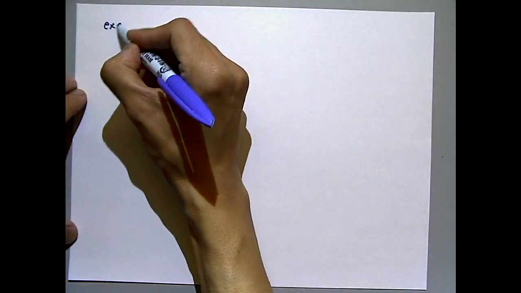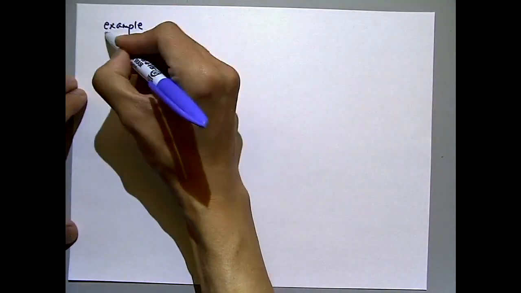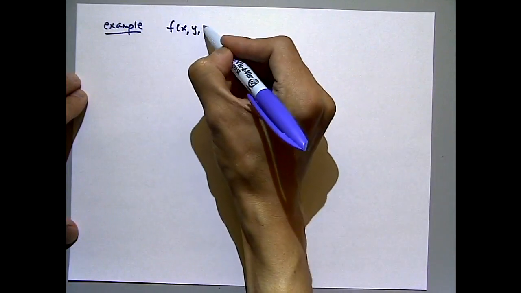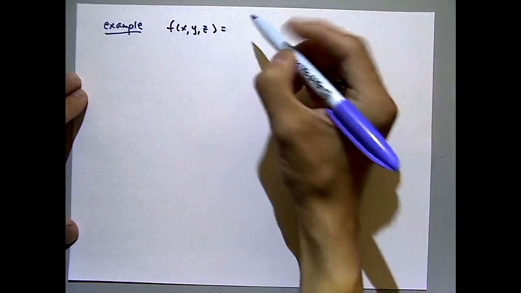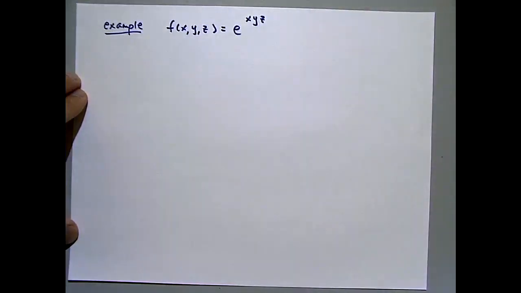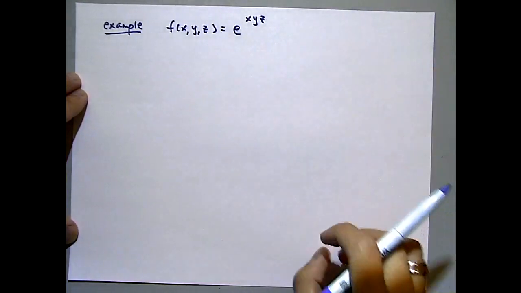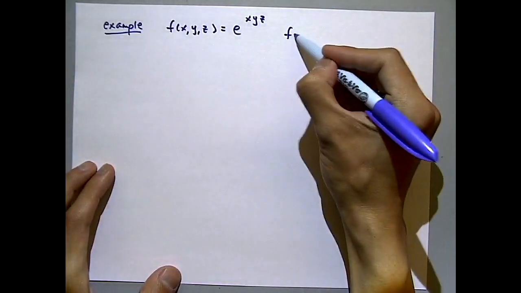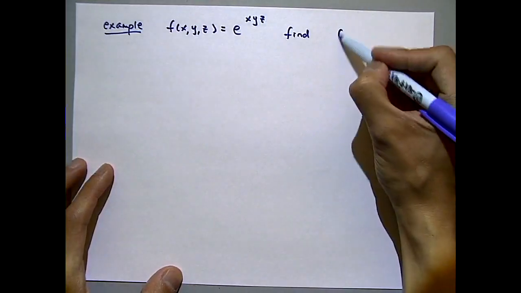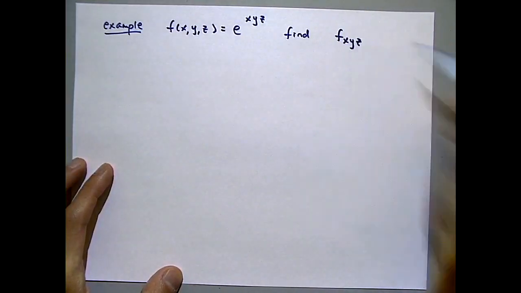All right? Okay, let's extend this to a 3-variable function. And you already know how to do it. f of xyz is equal to e to the xyz. Let's find f_xyz.